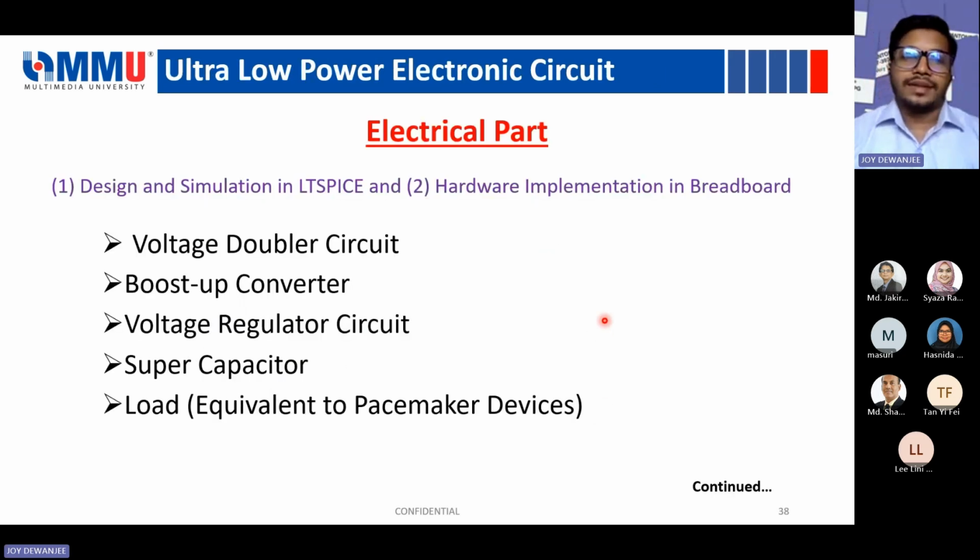So yeah, this is my second part that I mentioned in my proposed block diagram, the electrical part. Basically, in the electrical part, first we have some sub blocks: voltage doubler circuit, boost-up converter circuit, voltage regulator circuit, supercapacitor, and load. First we design and simulate all of the circuits in LTSpice. After that, we go through the hardware implementation on breadboard and also stripboard.